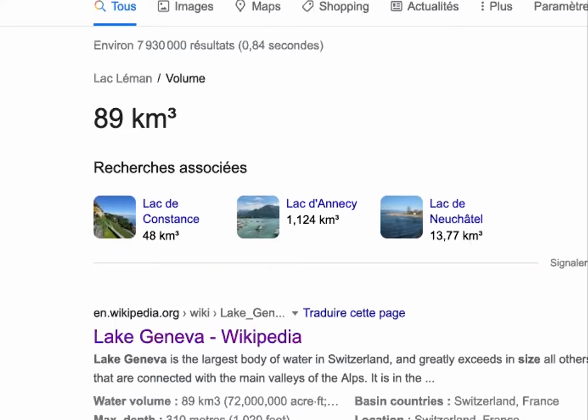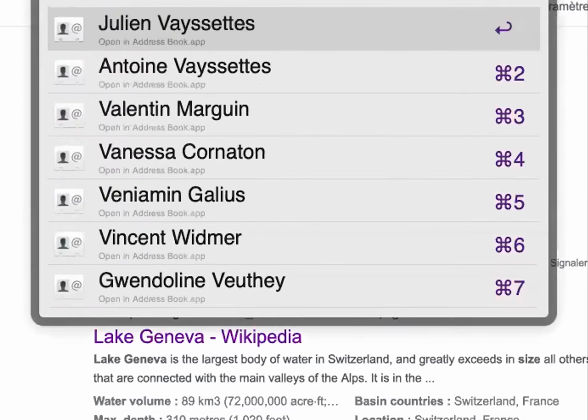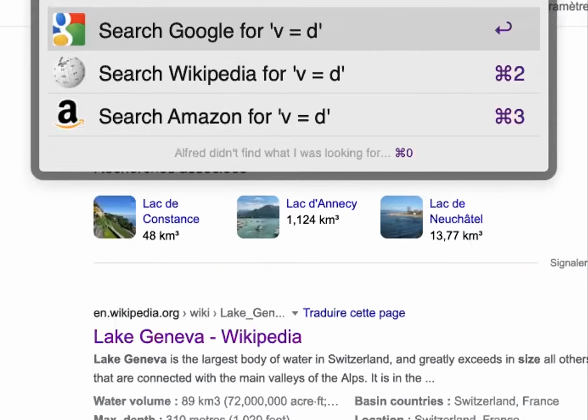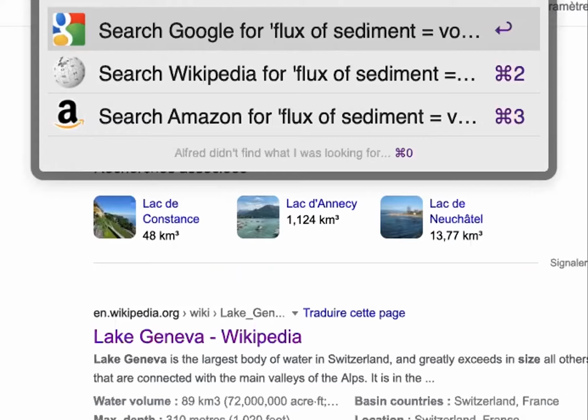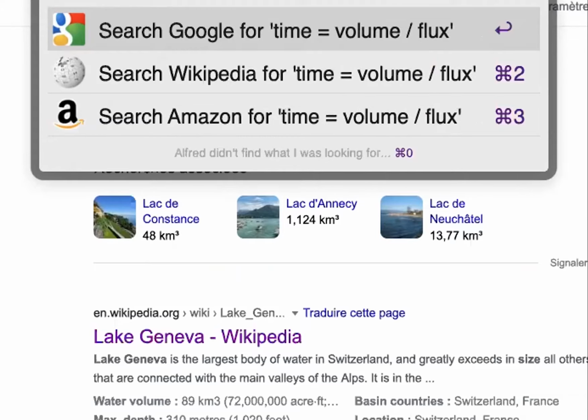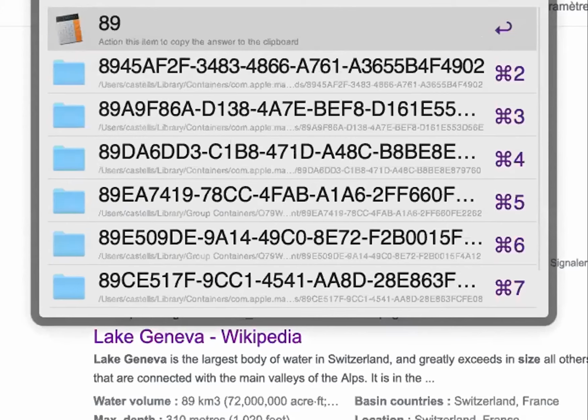Yes. Cool. So one of the important relationships is velocity equals distance divided by time. It's the same for flux. It's volume divided by time, cubic kilometer divided by time. Speed is meter divided by time. So here I have a flux of sediment equals volume divided by time. I know volume, I know flux. What I want is time. So I need to do volume divided by flux, and this will give me time. So you take 89 cubic kilometers. How many cubic meters is this?